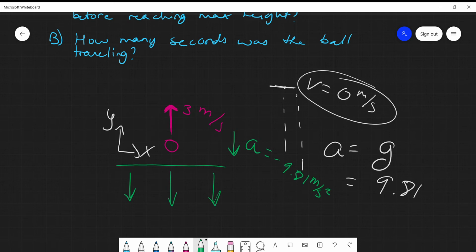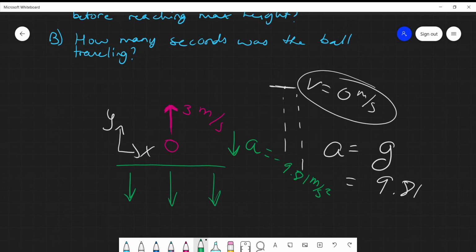Okay. Either one of those ways to puzzle out which sign a has, they're both fine. Just make sure you're consistent throughout your problem.